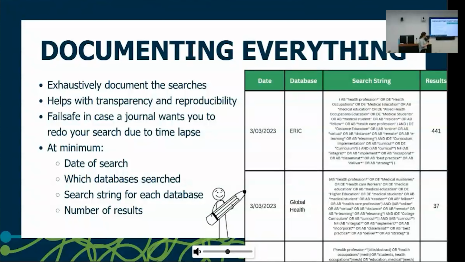You'll want to post some of this in your paper. That helps with reproducibility, which is what evidence synthesis is all about, to be reproducible and transparent. At minimum, you'll want the date of when you performed that search, where you searched, what the search string was, and then the number of results. Number of results can kind of not be there depending on if it's gray literature.